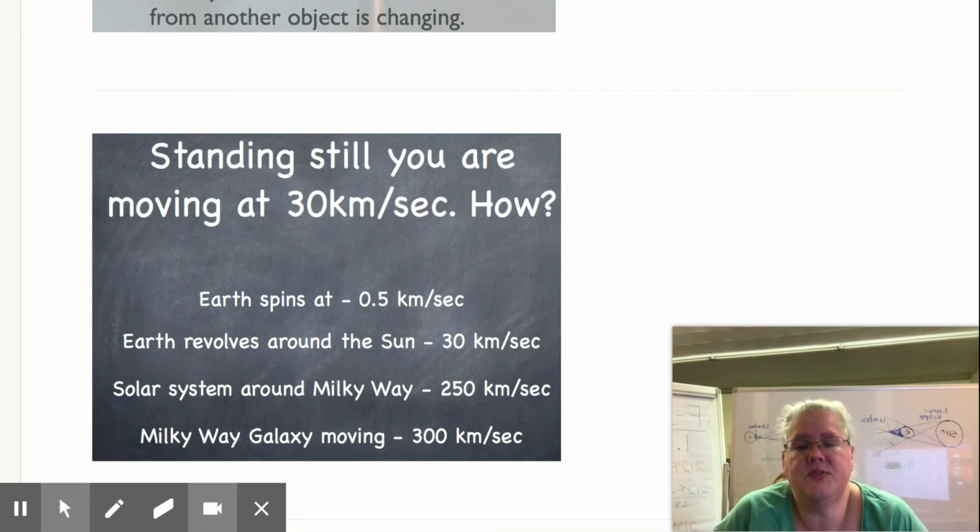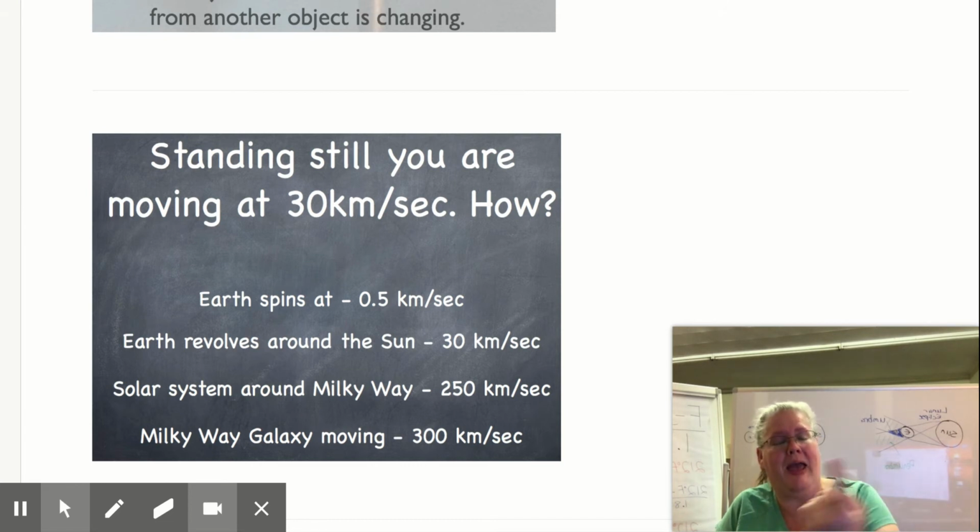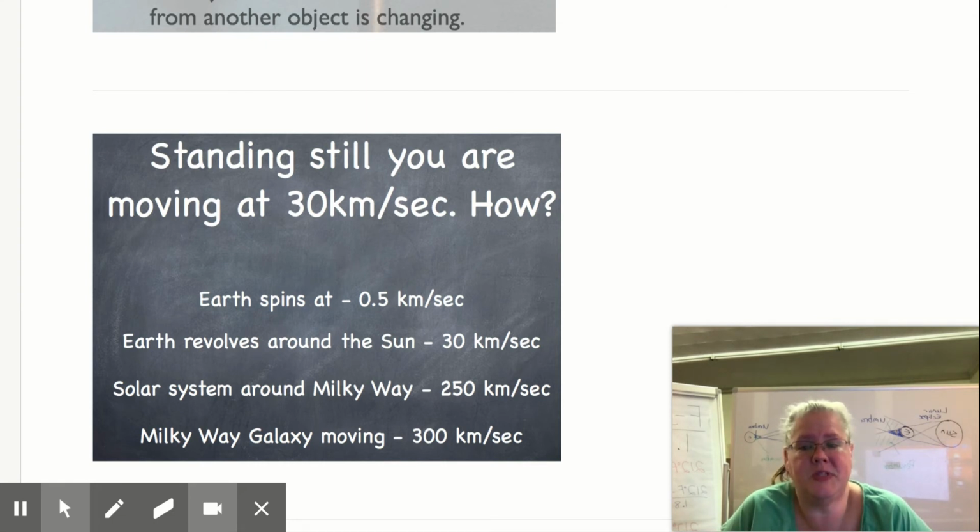The Earth revolves around the sun at 30 kilometers per second. So just our path as we orbit the sun is occurring at a rate of 30 kilometers a second. Not 3 kilometers, not 0.3 kilometers, 30 kilometers per second. And so we spin on our axis, we rotate on our axis, we orbit around the sun. So we're spinning and going around the sun.